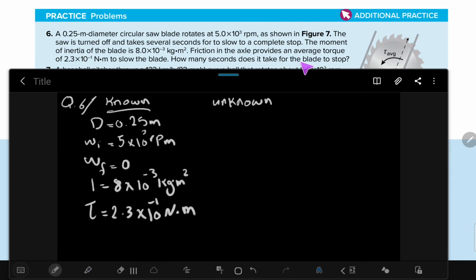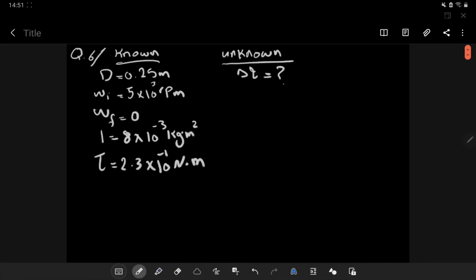To slow the blade. How many seconds does it take for the blade? So I need to calculate delta t. How many seconds here? I need to calculate delta t, so I will write it in the unknown here: delta t, I need to find it. So until here we reach the end of the known and the unknown in this question, and we will find the delta t now. In the beginning I have the omega initial, and the units are RPM, so I should convert the unit to rad per second.